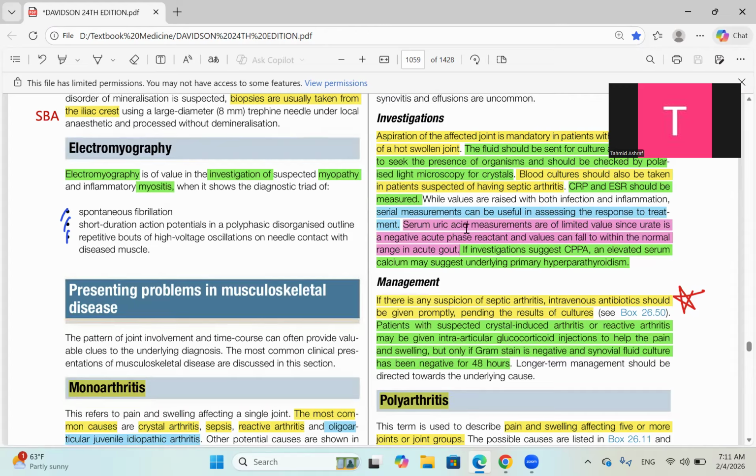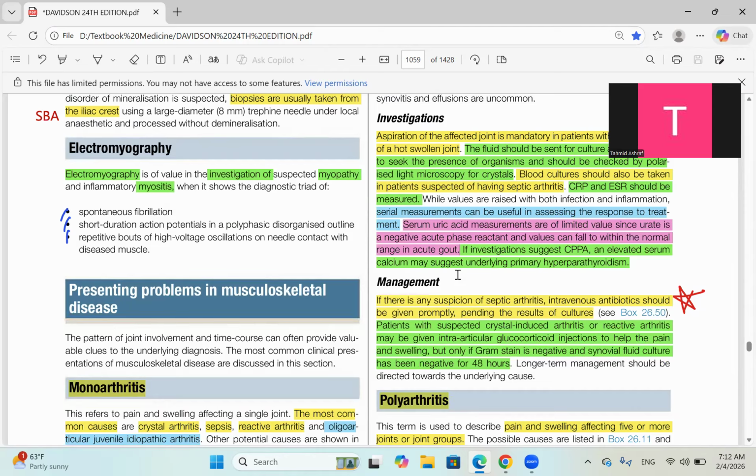Serum uric acid measurements are of limited value since urate is a negative acute phase reactant and values can fall to within the normal range in acute gout. So, in acute gout, serum uric acid measurement is not very helpful, because it is a negative acute phase reactant. That means in any acute inflammatory phase, the serum uric acid level decreases. So we may think it is not a case of gout because the uric acid level is decreased or normal. But actually, in any acute inflammation, serum uric acid level may be decreased because it is a negative acute phase reactant.